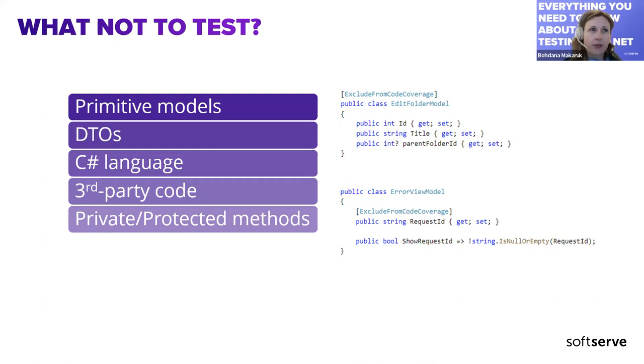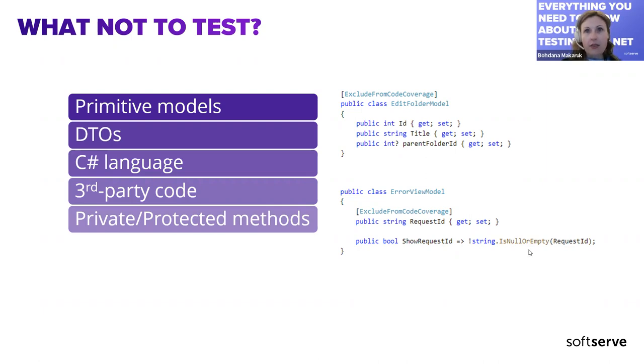Also, usually we don't test C# language and third-party code because it's not our responsibility. And we should not test private and protected methods because it's an implementation detail. The unit test should be written to test the behavior of the class through its public interface. It's like a convention. And also you can ensure that your private and protected methods are covered by unit testing indirectly by testing the public methods.